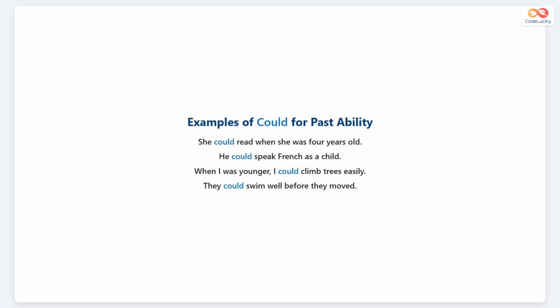She could read when she was 4 years old. This means reading was her general skill at that age. He could speak French as a child. This shows his past language ability. When I was younger, I could climb trees easily. They could swim well before they moved. Each sentence shows repeated past skills.